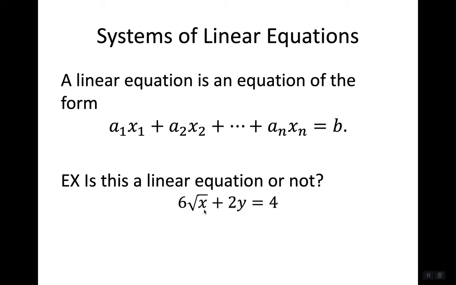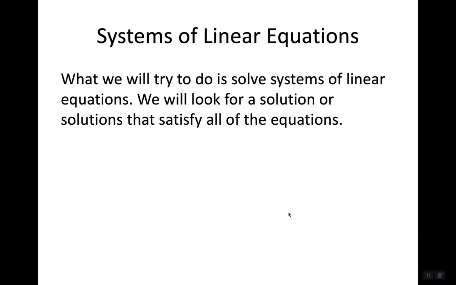It's not linear. 6 square root x plus, no, same story. Can't have a 6 square root x. That's not a linear equation. x plus y plus 3 equals 0. Yes, that's linear. You could just move the 3 to the other side, make it negative 3, and you'd be good. 4xy equals 1. Nope, can't have x times y. 8x equals 0. Yes, that's linear. Kind of boring, but it's linear.